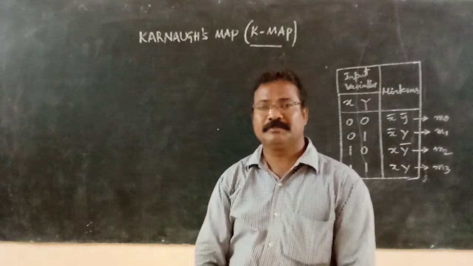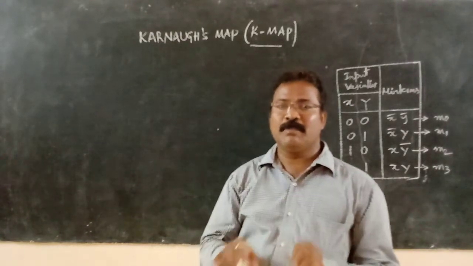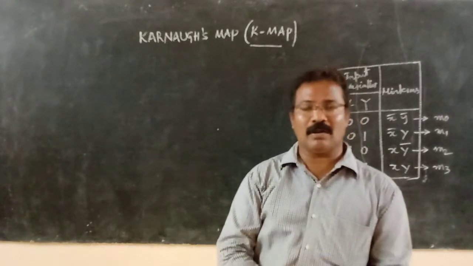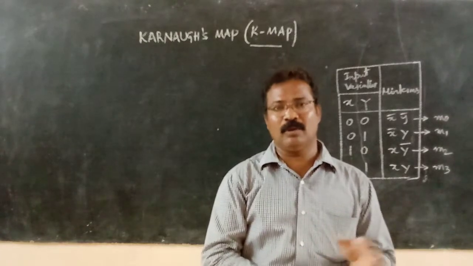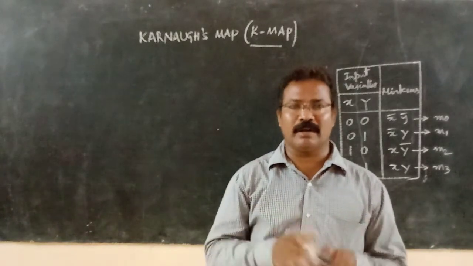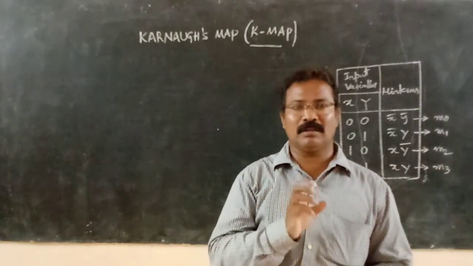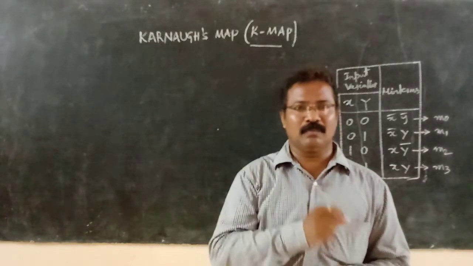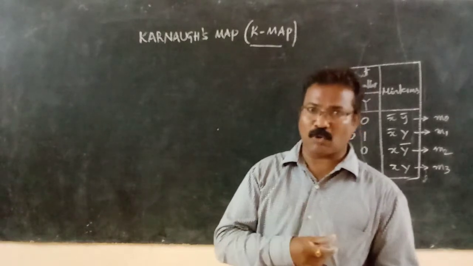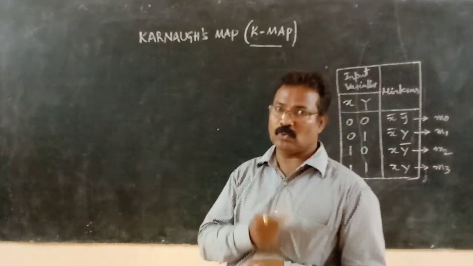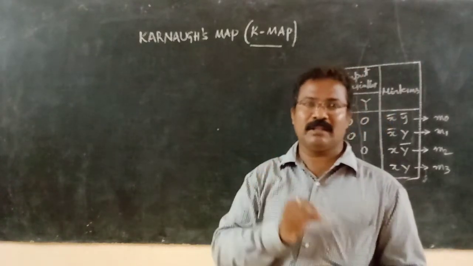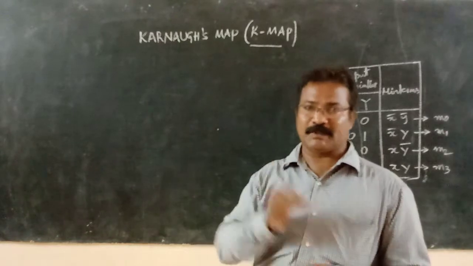So here, for simplifying the Boolean expression, you have to remember all the Boolean laws or Boolean theorems. It is somewhat difficult to remember all the theorems while simplifying the Boolean expression. So to avoid such a problem, you have to use K-maps, Karnaugh maps, for simplifying the given Boolean expression.